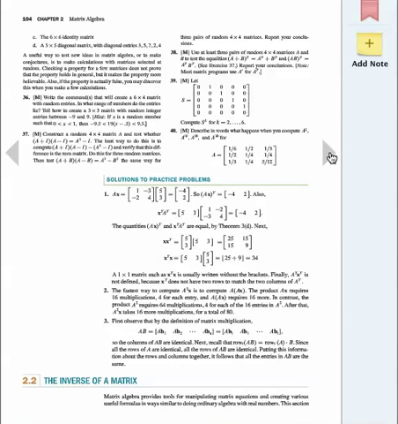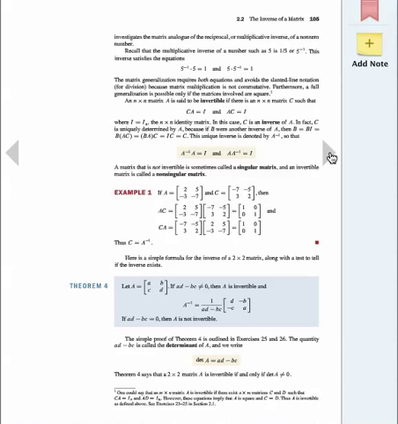2.2 gets into the inverse of a matrix. One of the things that you may have noticed in the previous section is that they didn't talk about division of matrices, and that's because there is no such thing as division of matrices. The best you can do is multiplying by an inverse, if an inverse exists. And it does not always exist for any matrix.